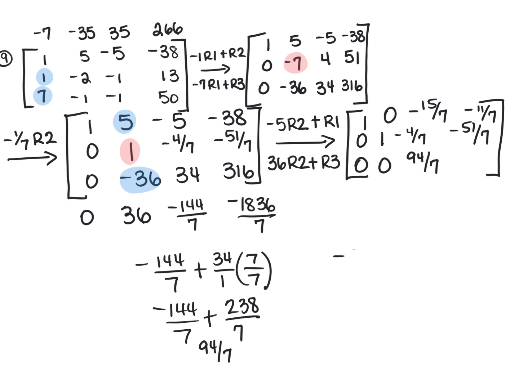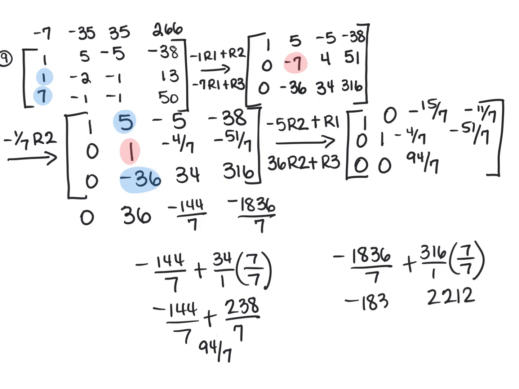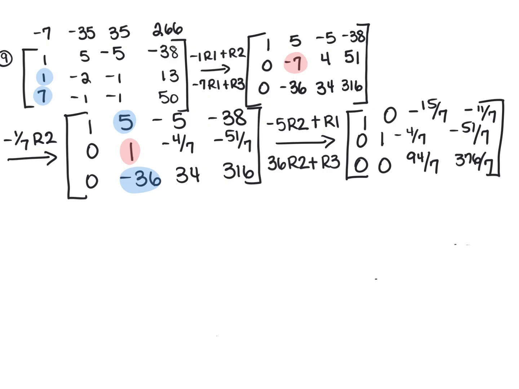And then last but not least, we have -1836 over 7, and I'm going to add to that 316 over 1. Again, common denominator of 7. 316 times 7 is 2212. So I have -1836 plus this over 7. Subtracting those two from each other gives me 376 over 7. Lots and lots of fractions. So we only have one more column to fix.